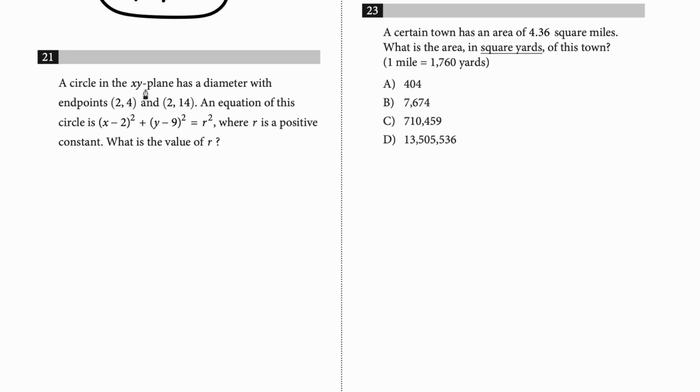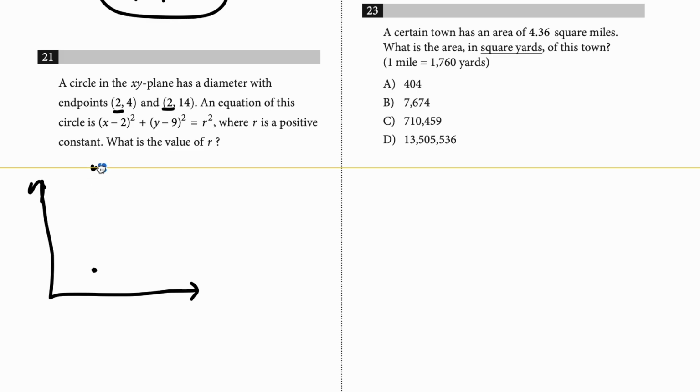A circle in the xy-plane has a diameter with endpoints (2, 4) and (2, 14). An equation of the circle is (x minus 2) squared plus (y minus 9) squared equals r squared, where r is a positive constant. What is the value of r? This is how I would do this problem. I would just try to somewhat imagine it in my brain. It would be (2, 4) being around here, and I know that's in the same x value. It would just be right above with (2, 14). I know this doesn't look like a circle, but let's try to imagine it.